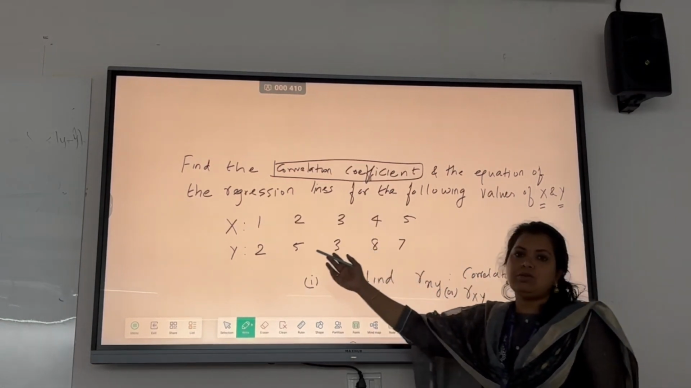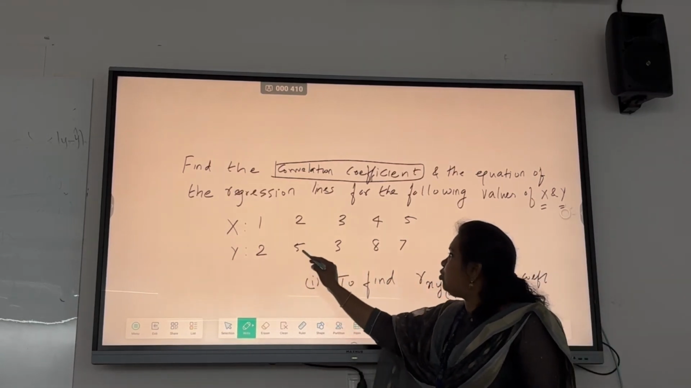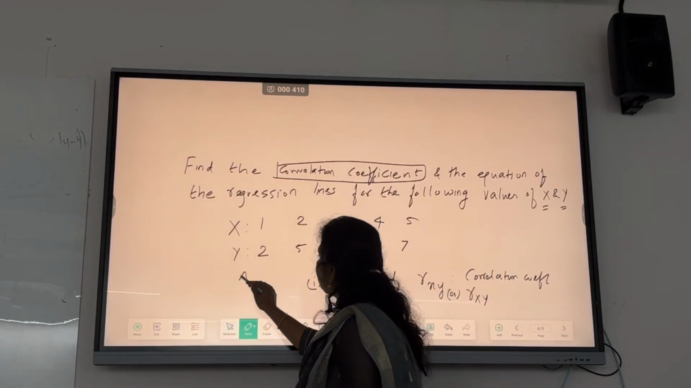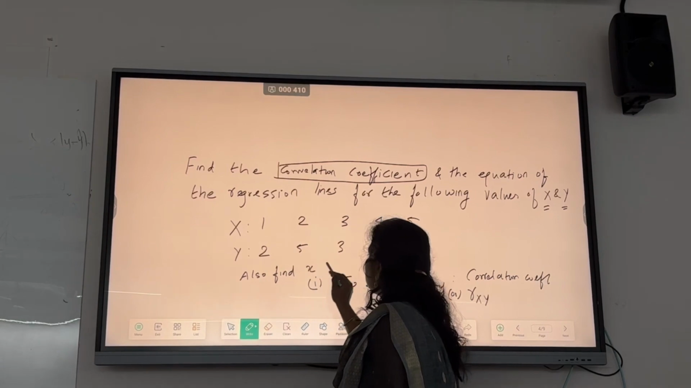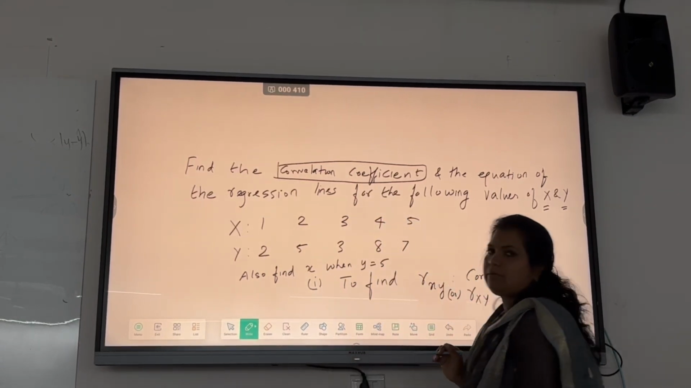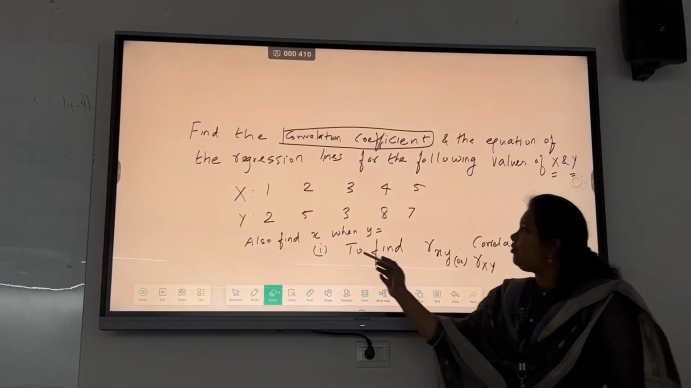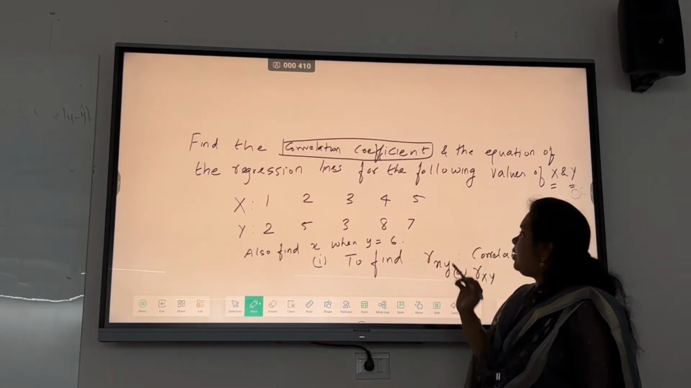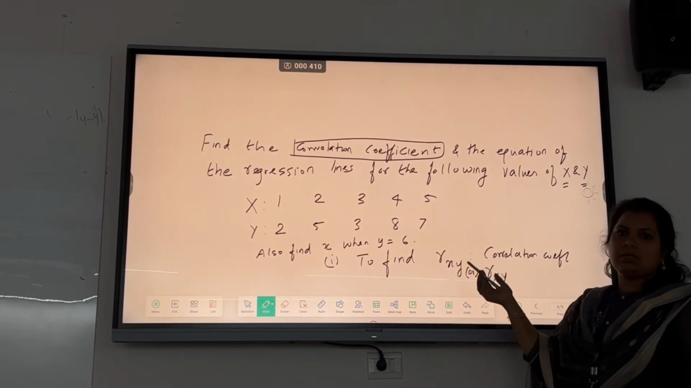So these are the values given in the question. X is 1, 2, 3, 4, 5. Y is given as 2, 5, 3, 8, 7. So in addition one more question is given, means also find x when y equal to 6. We can find the value for x. So these are the questions given.